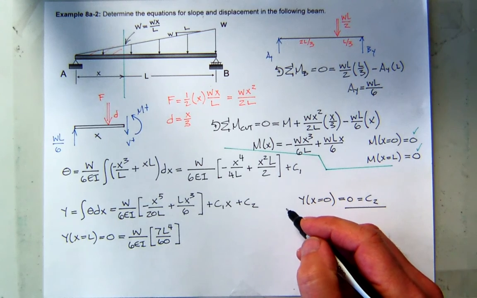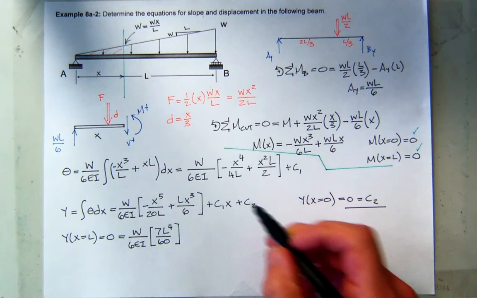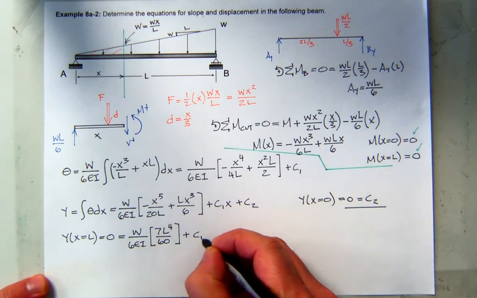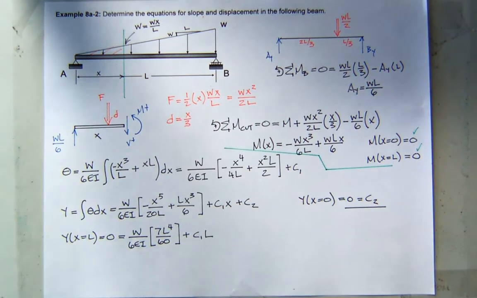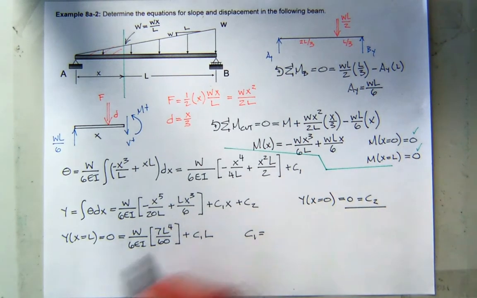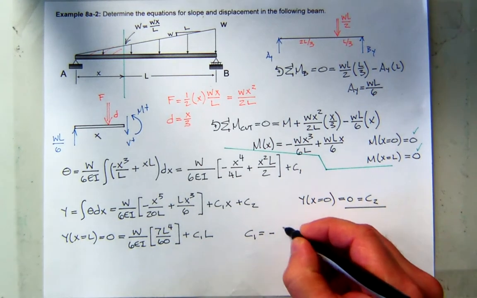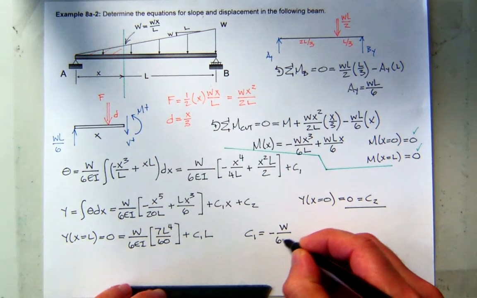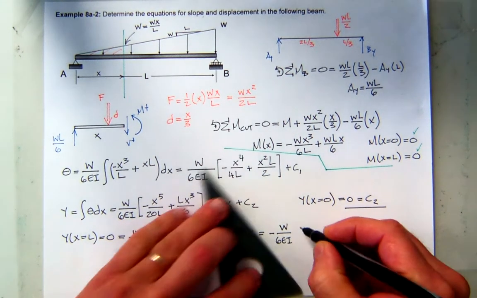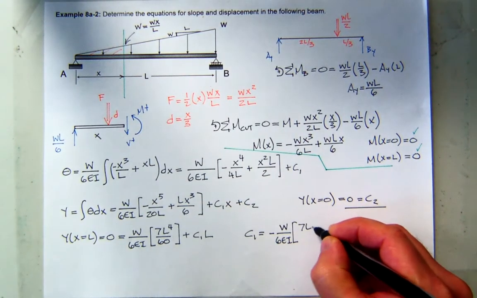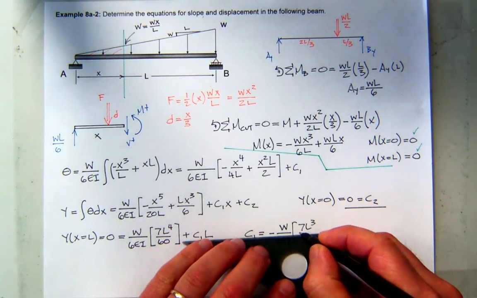Yeah, I haven't got to that part yet. I'm just doing this part. Then plus C1L. So all I have to do is solve for C1. So it looks like C1 is going to be all this divided by L and negative. So that's going to be minus W over 6EI. And this term here divided by L will be 7L cubed over 60.